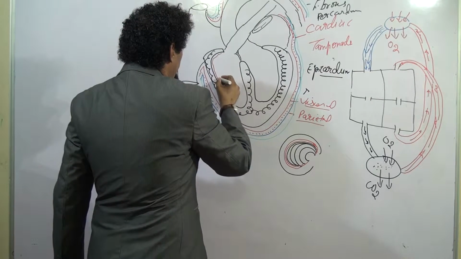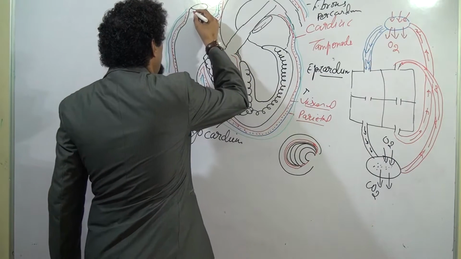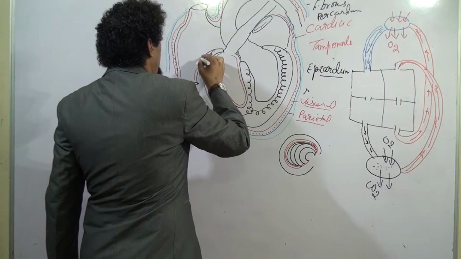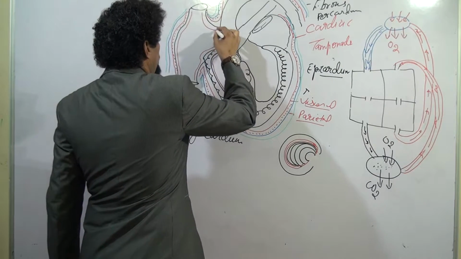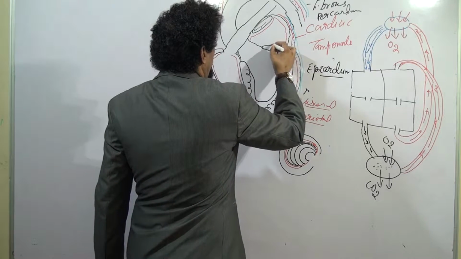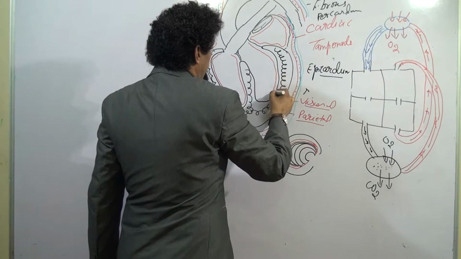The innermost covering of the wall chamber and the subendothelial connective tissue are forming the endocardium.